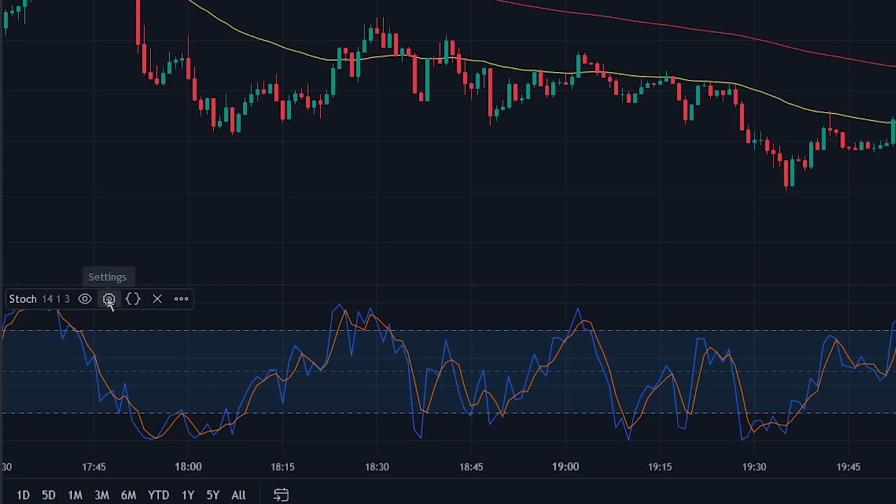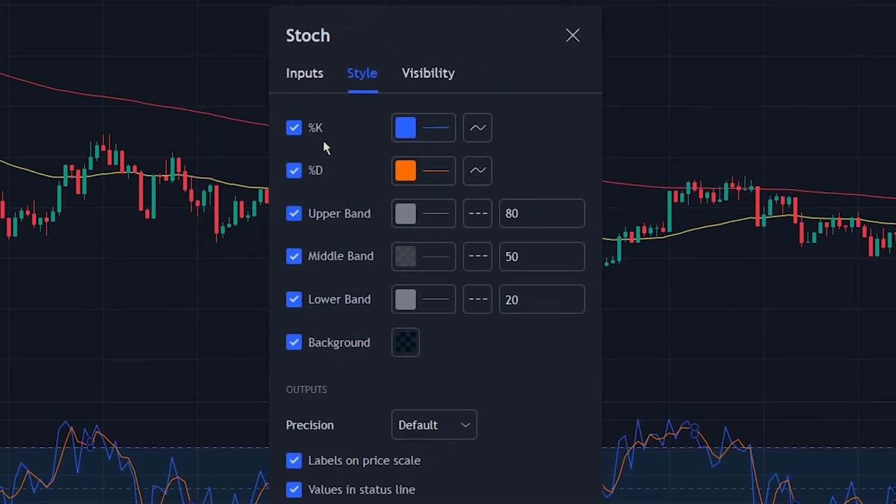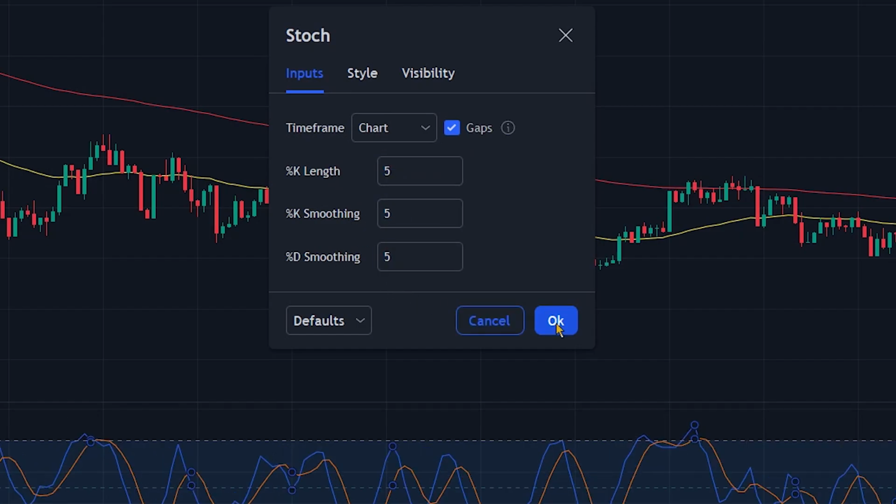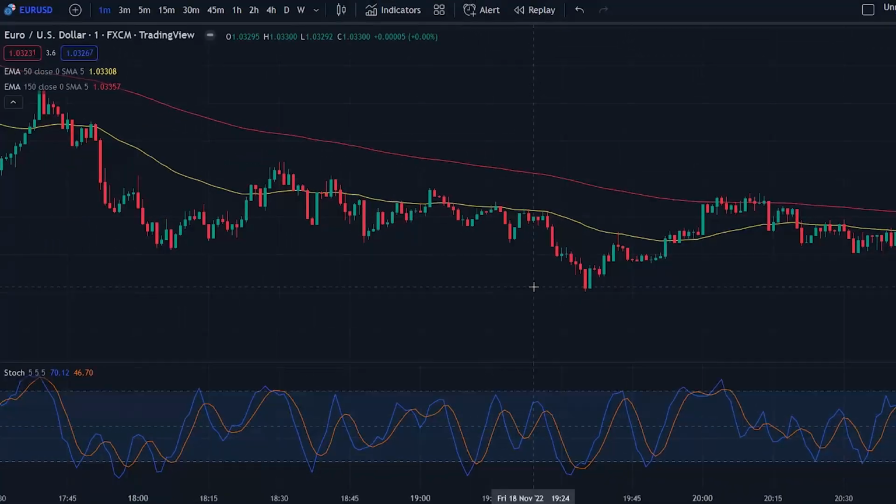Head over to the stochastic indicator settings and click on the Inputs tab. We will be changing all of the inputs to 5. That was all that we needed to change. Now let's take a look at how we will be using the indicators.